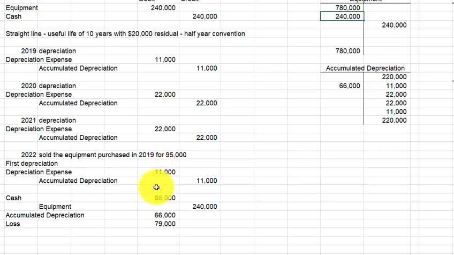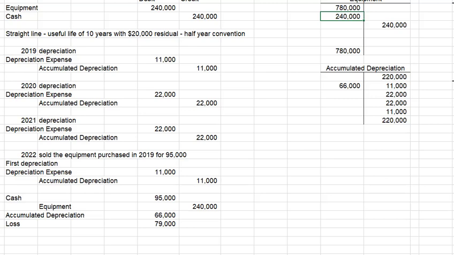Then when we record the sale, we're going to debit cash for what we received. We're going to credit equipment for the original cost, just the one that we're focused on, this piece of equipment, $240,000. We're going to debit accumulated depreciation for the total of all the accumulated depreciation, which is going to be the total at 66. And to make this journal entry balance, make the debits total the same as the credits, we need a debit for $79,000, which we said was going to be a loss.